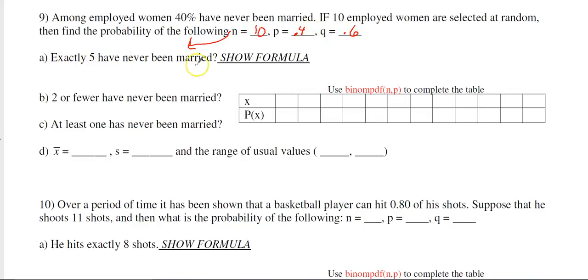Exactly 5 have never been married. So that's the probability that x equals 5. It says show the formula. So that's 10 choose 5, the probability of success raised to the x, and then the probability of failure raised to the n minus x, which would also be 5. Plug that into the calculator and you find 20%.